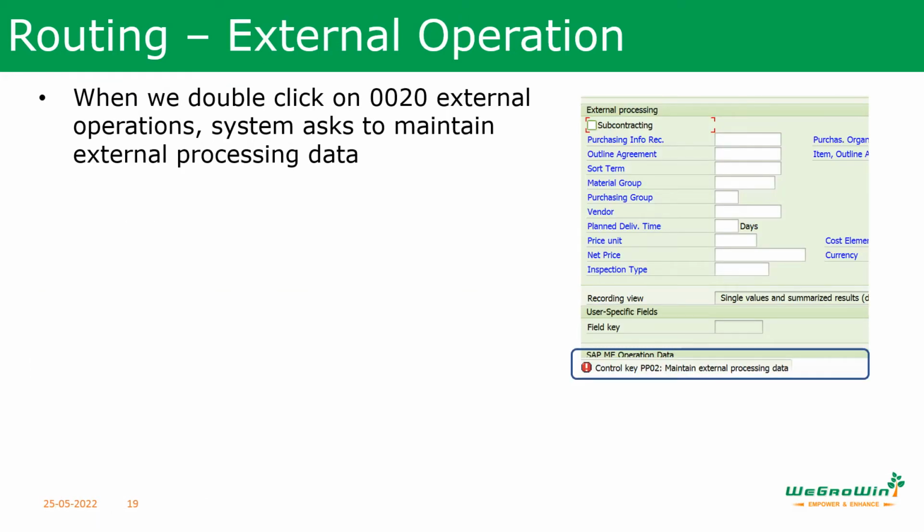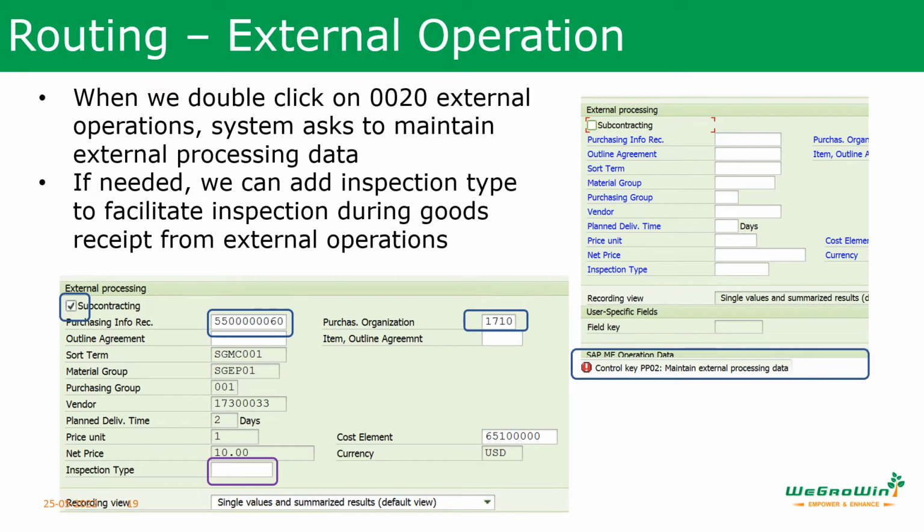And when we double click the 20 operation, the system will ask, because you put the control key PP02, but you have not maintained the purchase info record. So system is telling you have not maintained the external processing data. So what you have to do, you have to tick that subcontracting, update the info record what we created, and also what is the purchasing organization and other details you have to update. Also we can put what is the inspection type also, so that when we receive the materials we can do the inspection here and we can check it before we are doing the goods receipt.